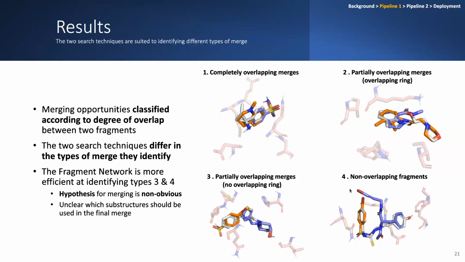But what we find is that Fragment Network is a lot more efficient at identifying merging types 3 and 4, while the similarity search identifies more of type 1. So again, suggesting that they seem to be better performing at different types of tasks.